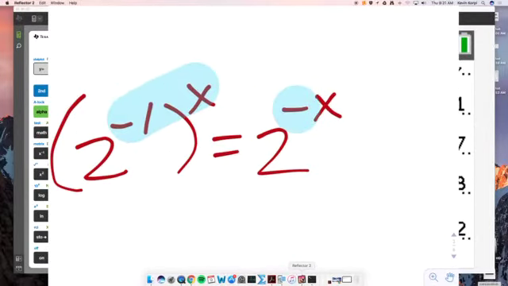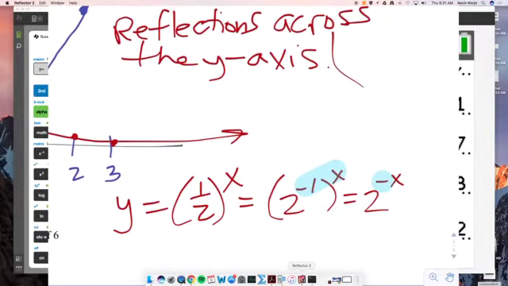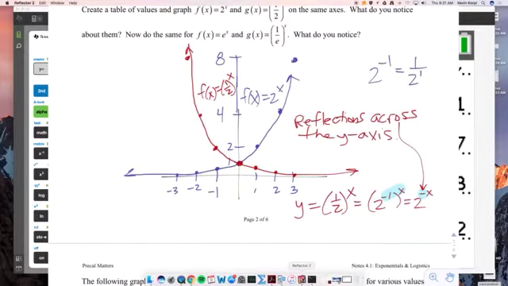What transformation does that give us when we replace x with negative x in any function? It's a reflection across the y-axis. Yep, there you go. So we just proved it through the equation. It would work the same then with 1/3 and 3, 2/3 and 3/2. As long as the bases are reciprocals of each other, those graphs are going to be reflections of each other across the y-axis. Okay?